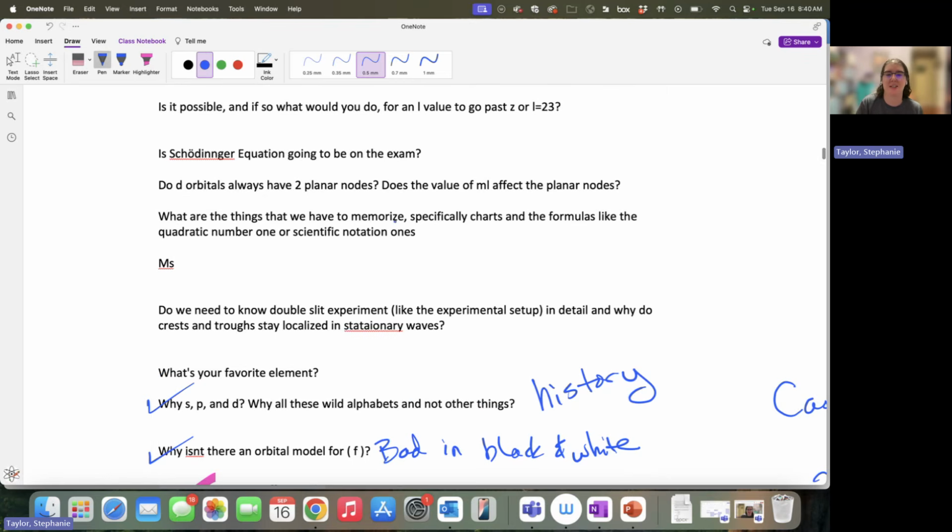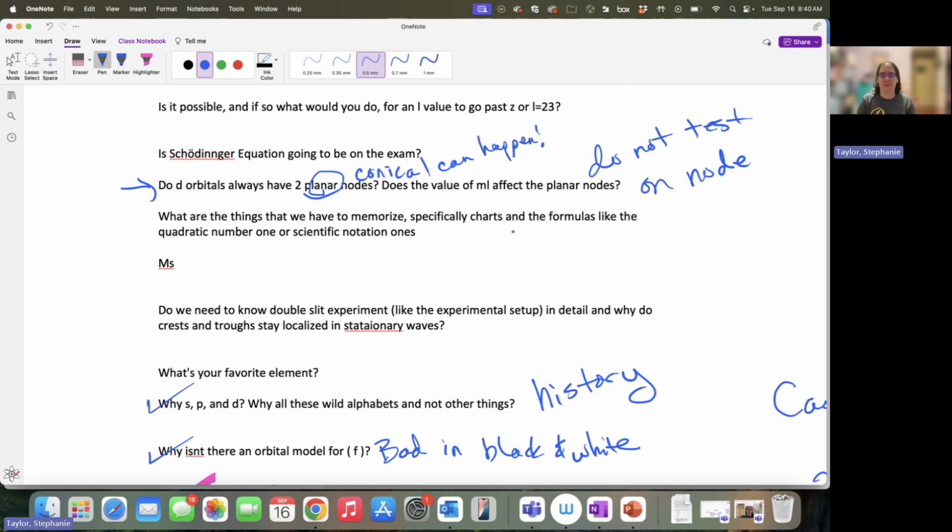The other one I do want to address here is one that has nodes. I'm just going to remind you guys that we do not test on nodes. So I think that they're kind of interesting, but we don't test on those, just so you know. Do d orbitals always have two planar nodes? No. One of the shapes actually has conical nodes. They're in the shape of cones. Conical can happen too.